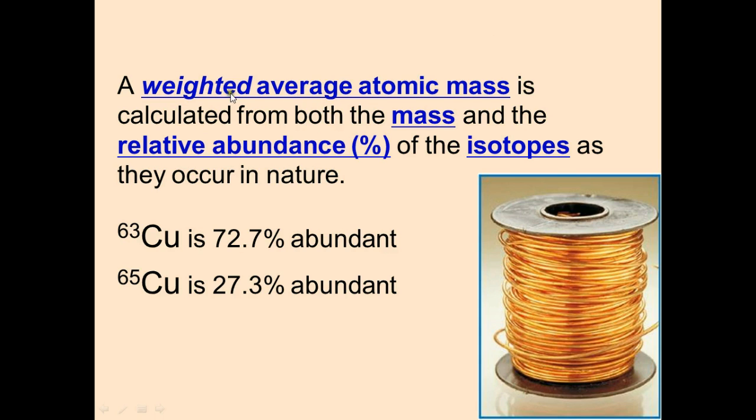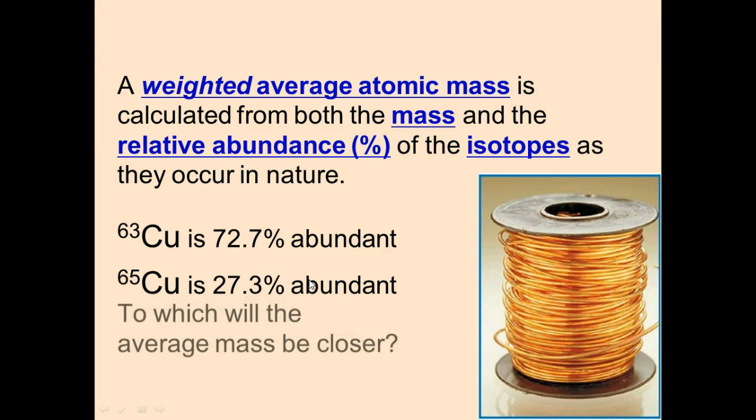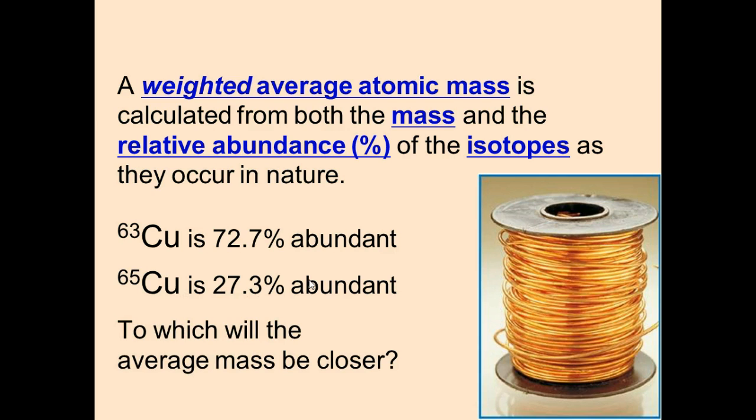So a weighted average atomic mass is calculated from both the mass and the relative abundance, or the percentage, of the isotopes. I know this sounds a little confusing, but on the next slide we'll have the formula. If we have these two percentages, copper 63 is 72.7 abundant, but copper 65 is 27.3 abundant. To which will the average mass be closer?